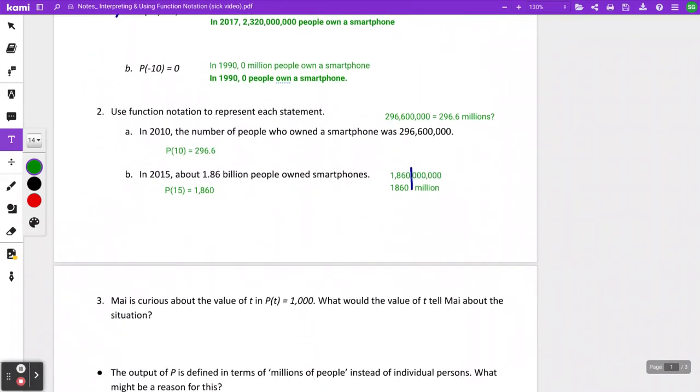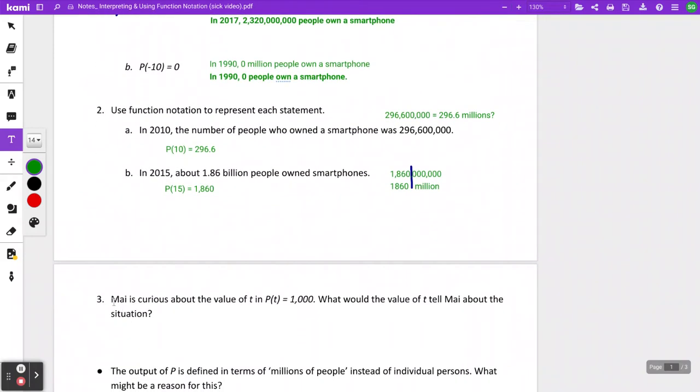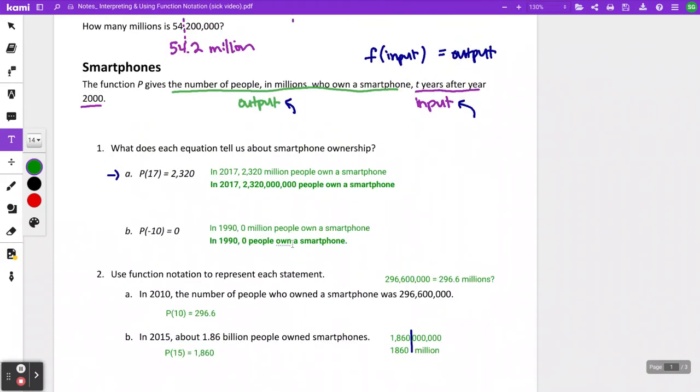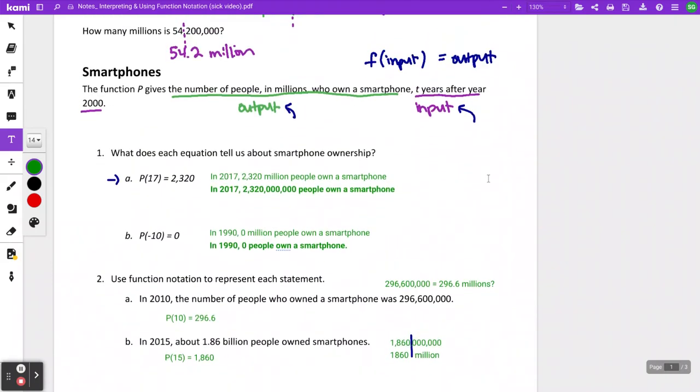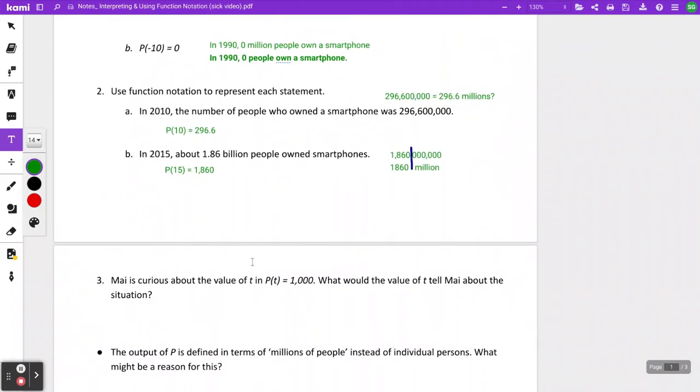There is one last question. May is curious about the value of t in the function notation equation here, P of t equals 1,000. What would the value of t tell May about the situation? Looking at this here, I think, again, it's helpful to have this part right here in blue in mind as I'm trying to figure that out. Go ahead, though, and see if you can figure out number 3 on your own. What would t tell her about the situation?